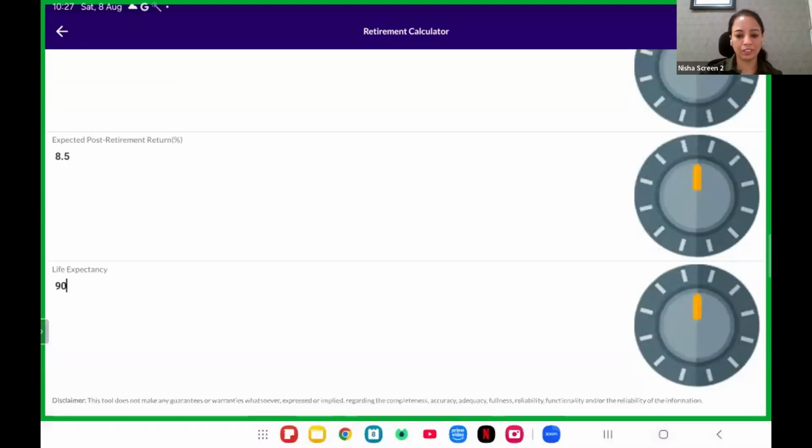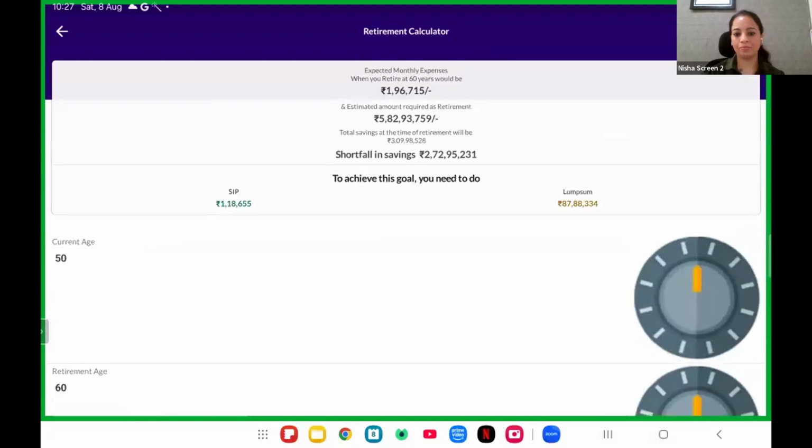Now let's see what the result is. Can you see the difference? The expected monthly expenses when person B retires at the age of 60 would be approximately 1.96 lakhs. Estimated amount required at the time of retirement is 5.82 CR. So he is falling short by approximately 2.72 CR. And to achieve this goal, he would either need to do a SIP of 1,18,000 approximately, which is mentioned on the left hand side, or a lump sum investment amount of 87 lakhs approximately.